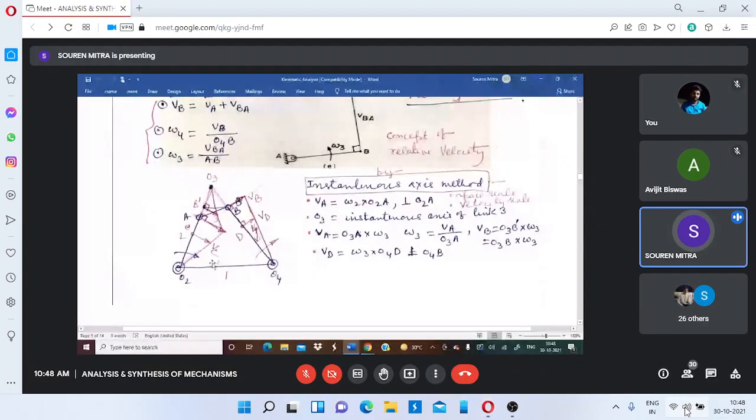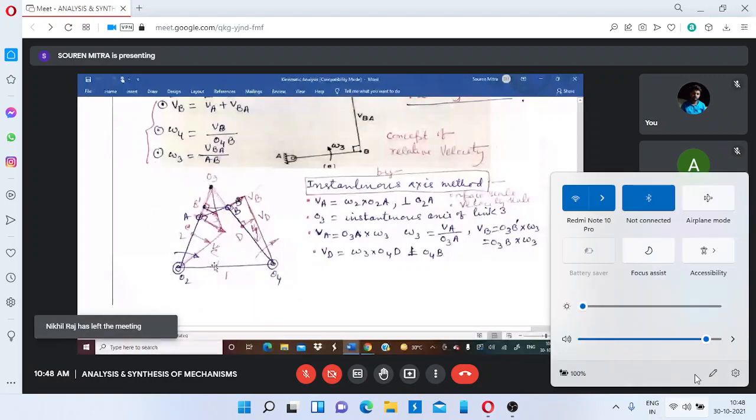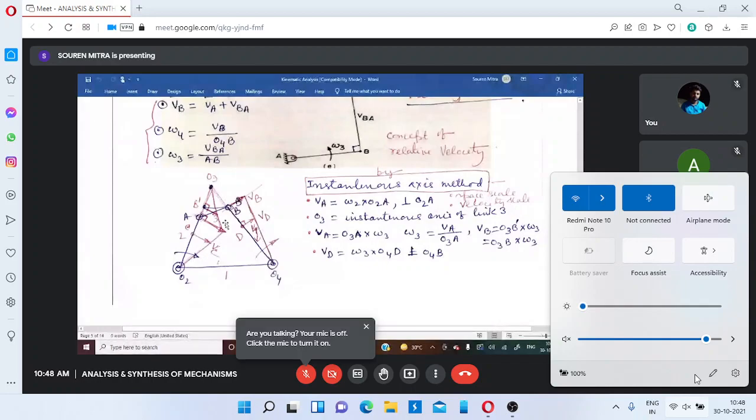In case of a link whose center of rotation is not known, we apply the same thing in the reverse manner. Say for link 3, that is AB, take point A and point B. Point A velocity is known totally, its magnitude and direction. So if the center of rotation is known, the point is to be joined with the center of rotation.